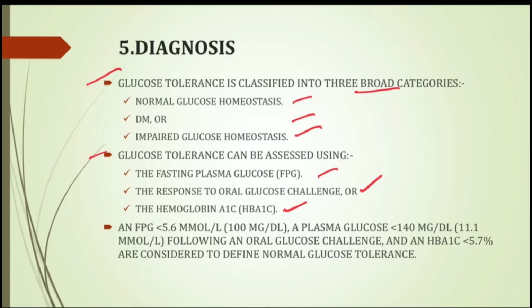So a fasting plasma glucose of less than 5.6 millimole per liter or 100 milligram per deciliter, a plasma glucose of less than 140 milligram per deciliter following an oral glucose challenge test, and an HbA1c of less than 5.7% are considered to define normal glucose tolerance.